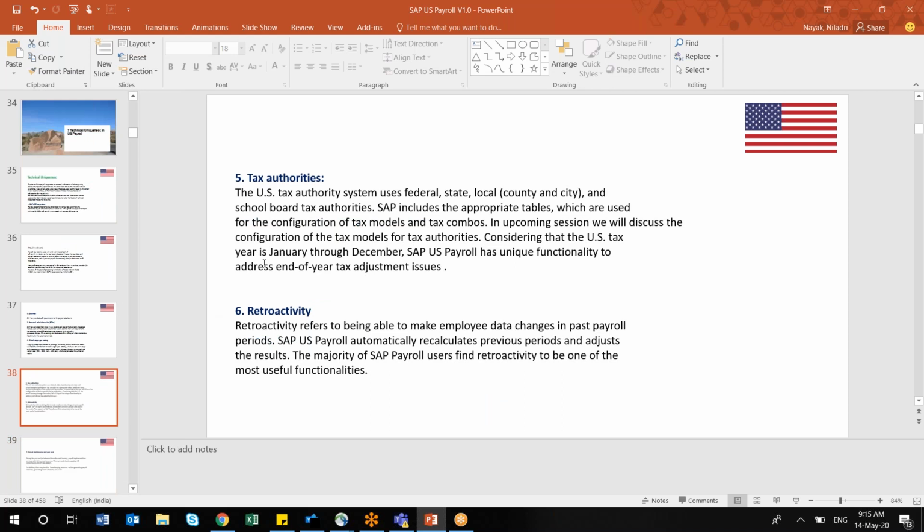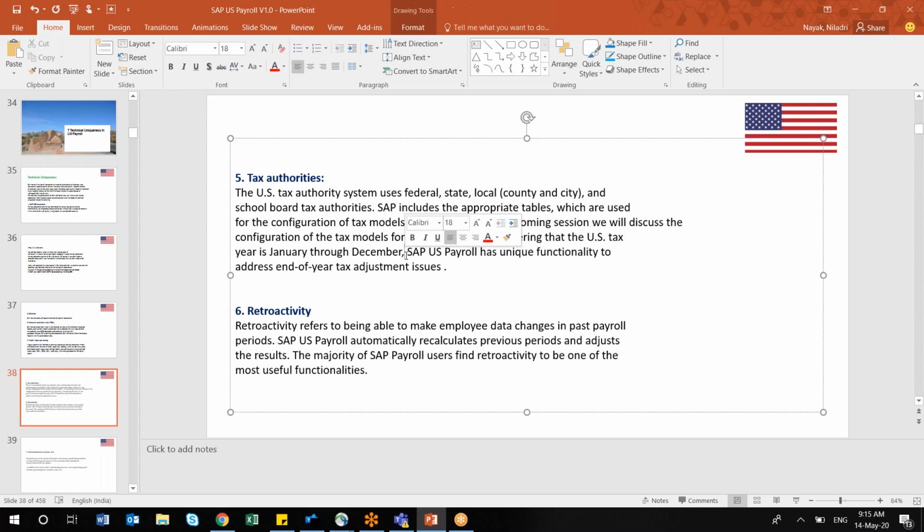The fifth technical thing is your tax authority. As I was mentioning, tax is one of the complicated things here. We follow a January to December cycle, and SAP US payroll also has given some technical adjustments. If you have any technical issues, how to adjust those things is part of your year-end activities. We'll also be seeing the different tables from a configuration point of view, the different configuration of tax models and tax combos, in the upcoming session on the tax authority part.